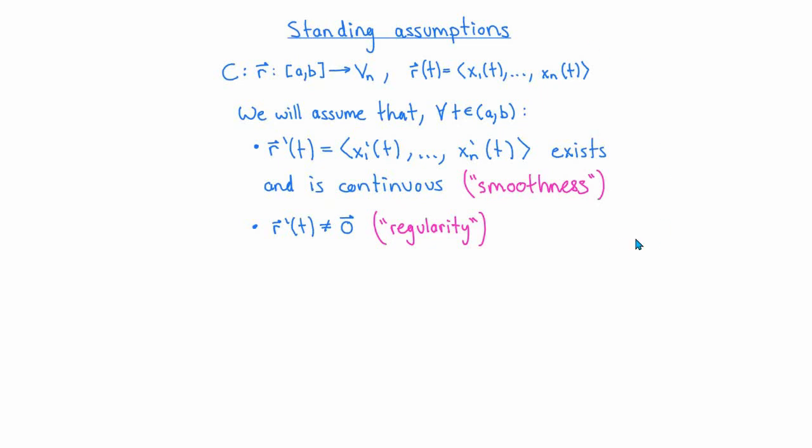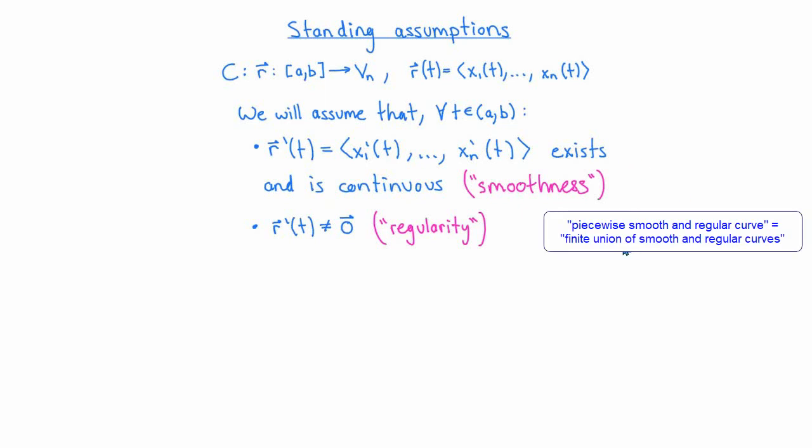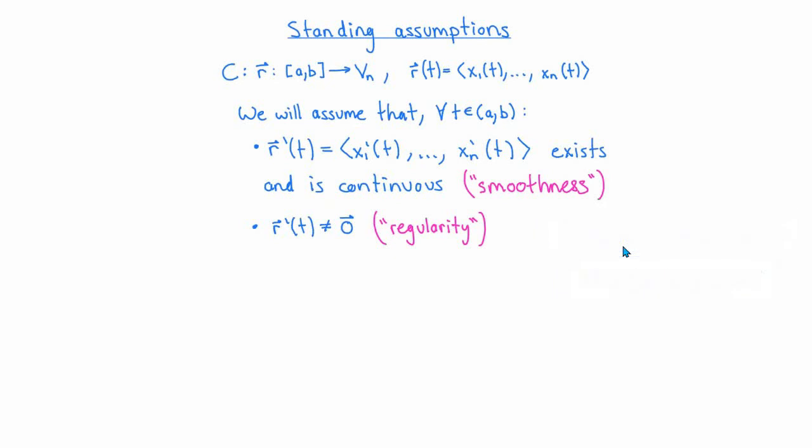Curves that have that property, that they can be divided up into a finite union of smooth and regular curves, are called piecewise smooth and regular curves. You'll see the assumption of piecewise smoothness in some of the theorems that we talk about later.